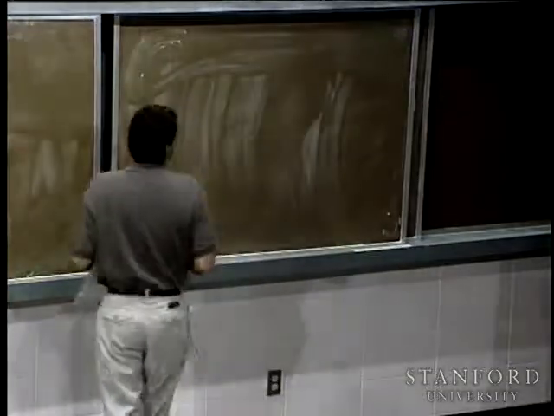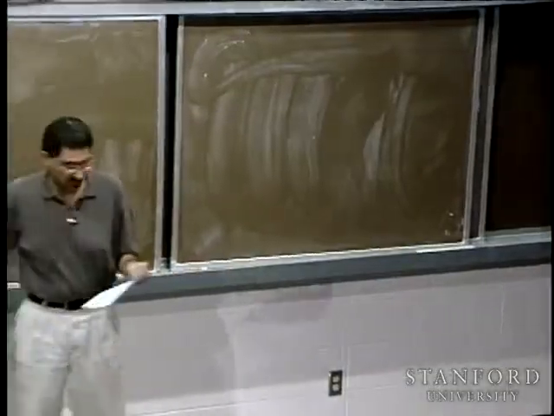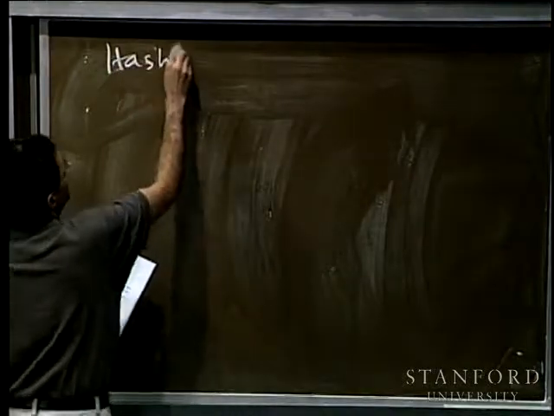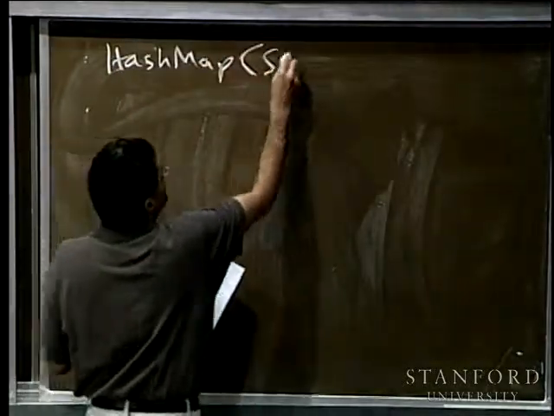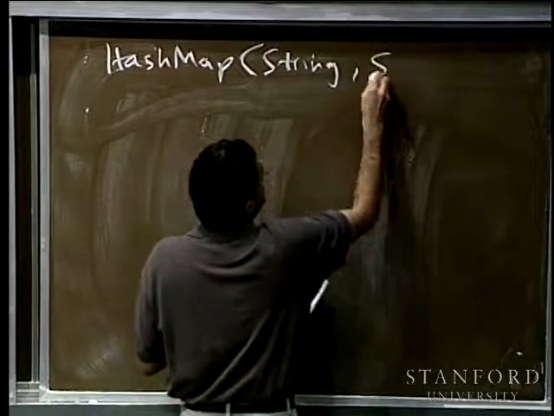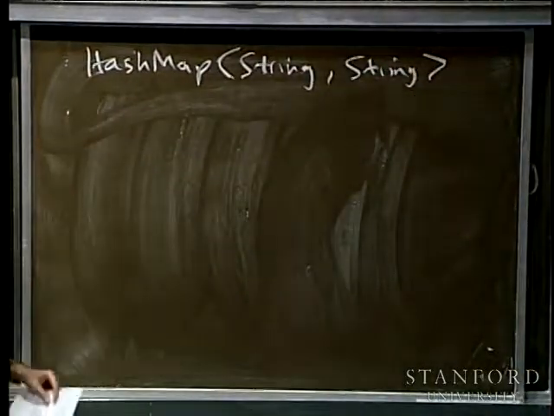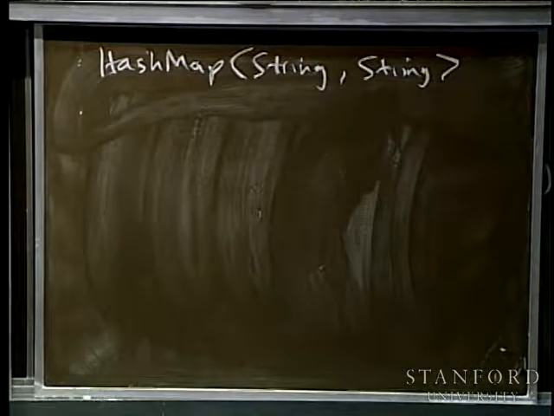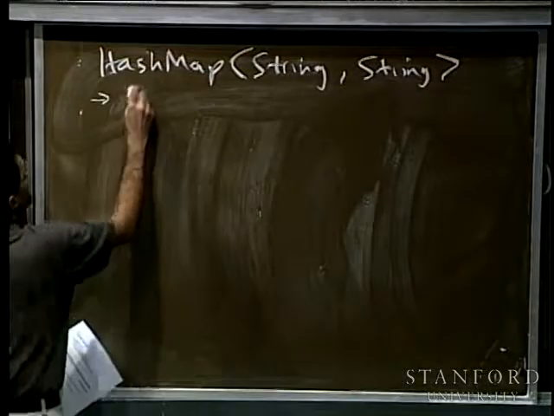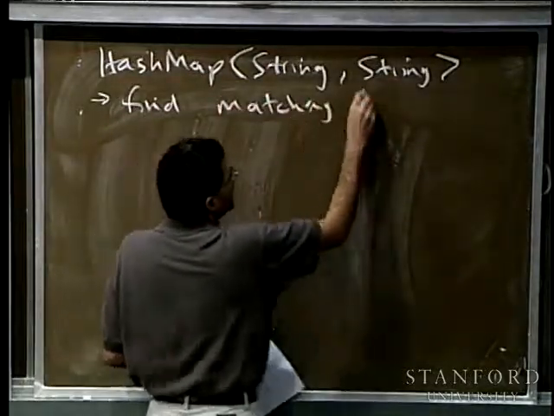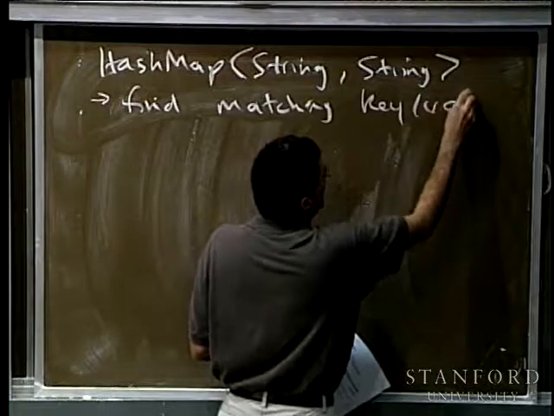Here's an example of the kind of question we might give that involves a bunch of these concepts. Given a hash map whose type is hash map of string to string, and you know that these are keys and values, find essentially all key-value pairs that are the same. So what we want you to do is find matching key-value pairs. What do I mean by that?